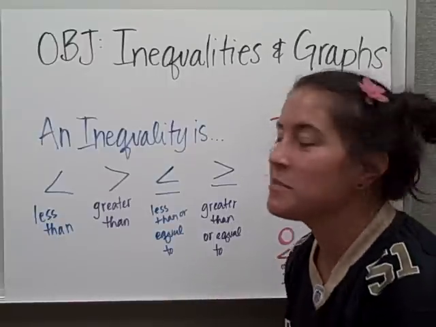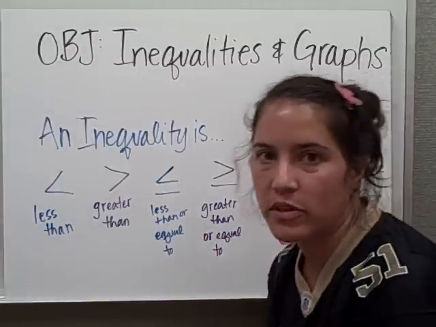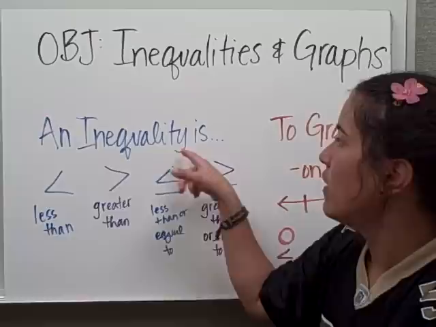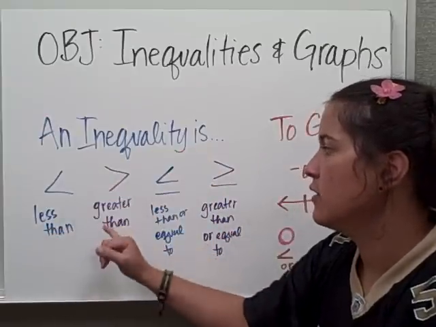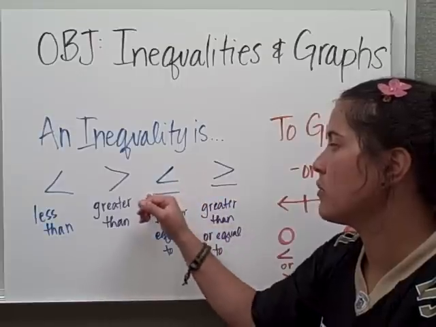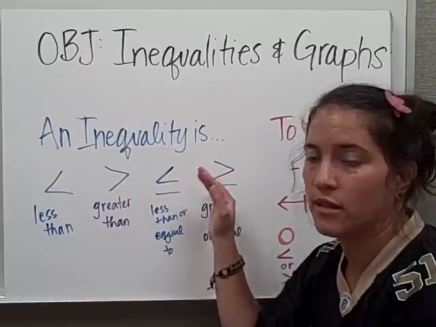Hey y'all, today's objective is inequalities and graphs. You may remember inequalities from 6th grade, so this should be a quick review. An inequality is less than, greater than, less than or equal to, where this little line under could mean equal to, greater than or equal to. So these are the 4 inequalities that we're going to be dealing with.